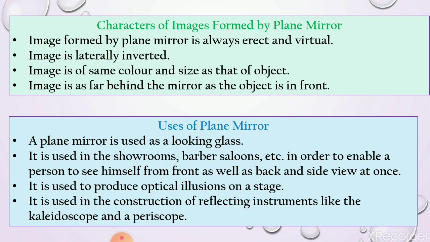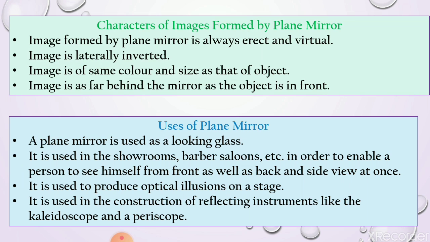Now the image is of the same color and size as the object. The image is as far behind the mirror as the object is in front, which means they are equidistant: the distance between the object and the mirror is the same as the distance between the image and the mirror.